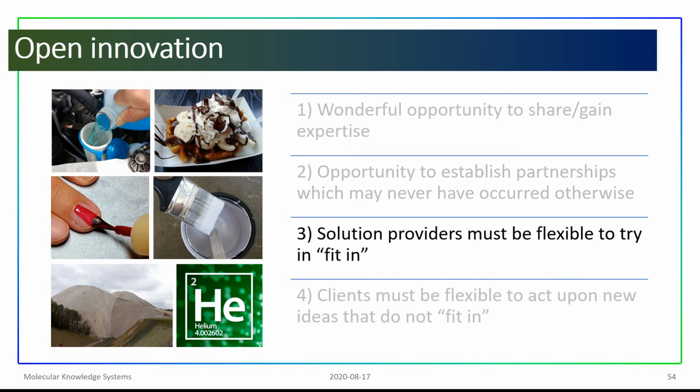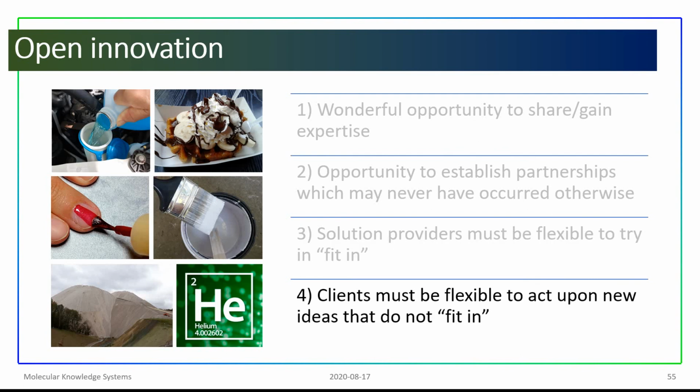What we have found is that for a fully successful open innovation project, it needs to be balanced. Solution providers are expected to provide novel ideas, but must be flexible enough to try and fit into their client's current business model, so these ideas can be accepted and promoted.